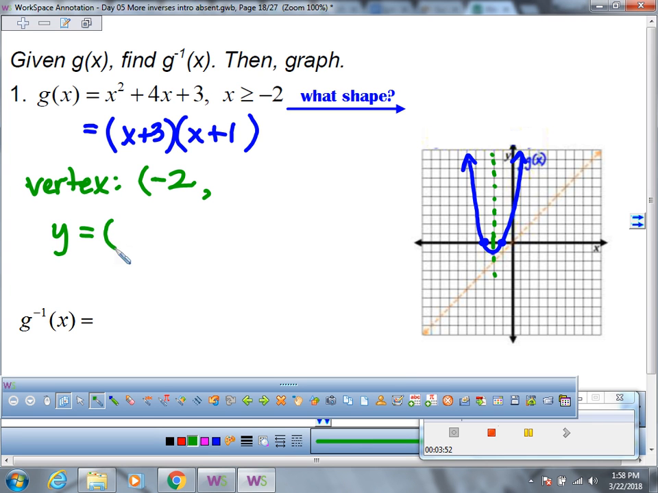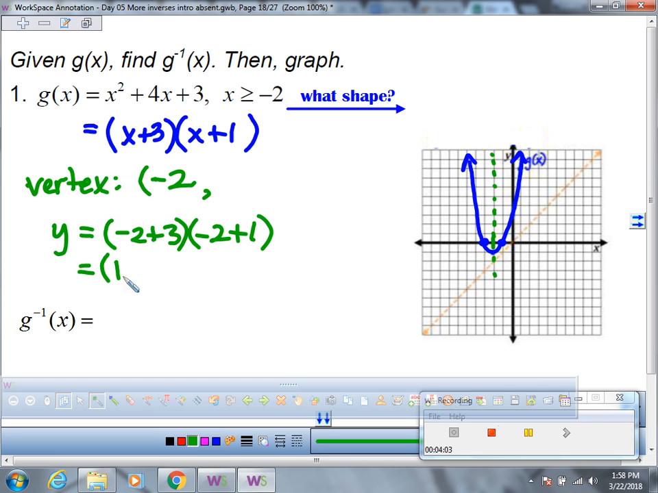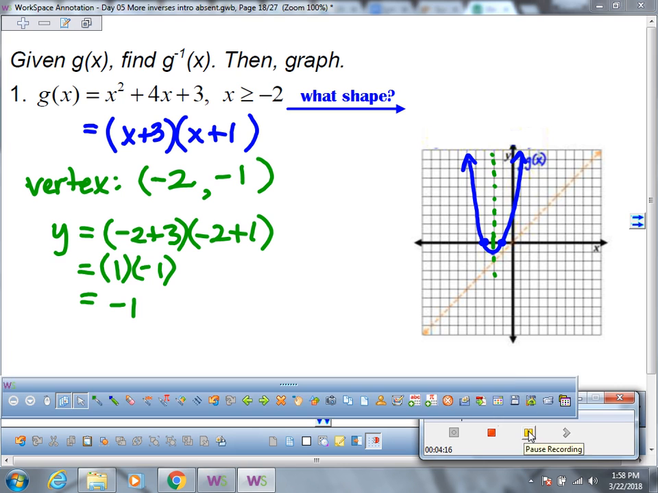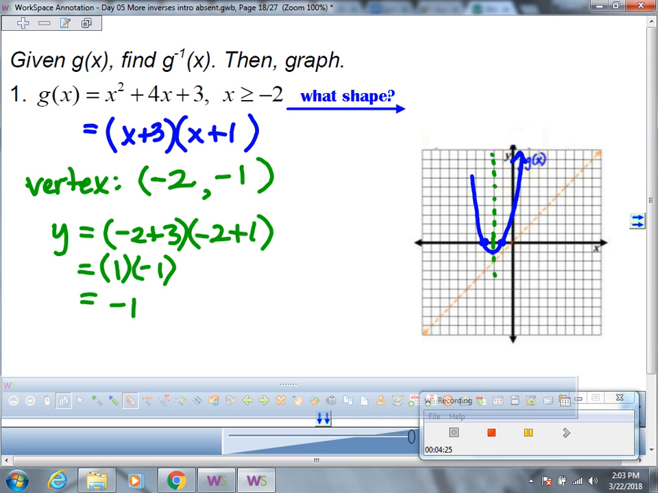Okay. So x is -2 plus 3 and -2 plus 1. So -2 plus 3 is 1. And -2 plus 1 is -1. So my y is -1. -2, -1. All right, so that's how we could have come up with the graph. Fortunately, it's already graphed for us, and it told us everything to the right of -2, which is all the positive part. So I'm going to go ahead and erase that.